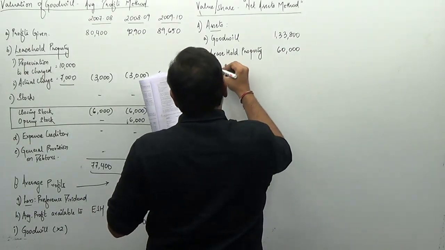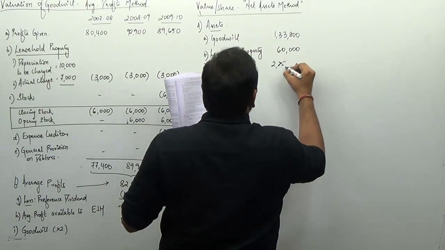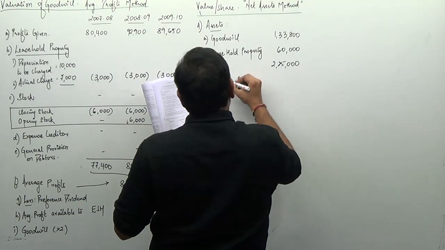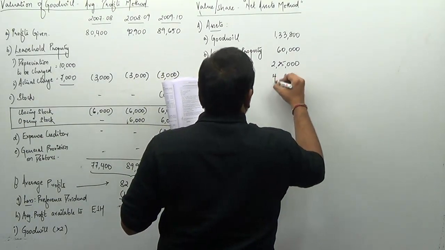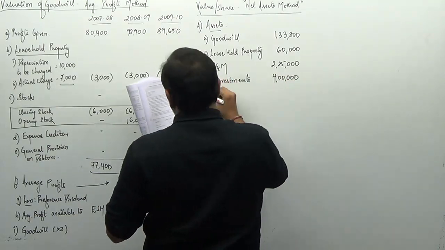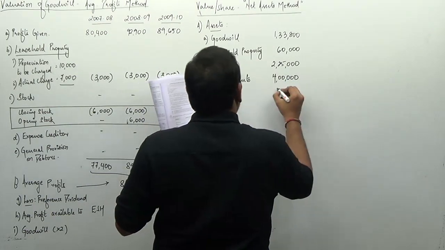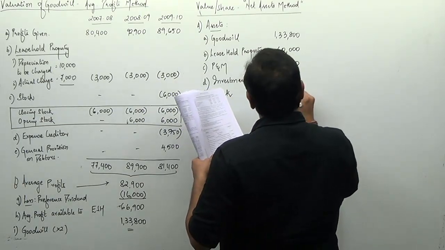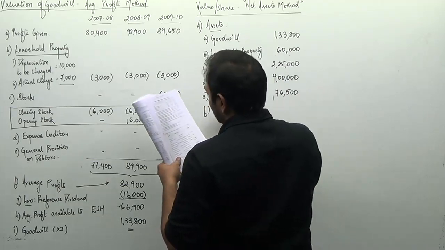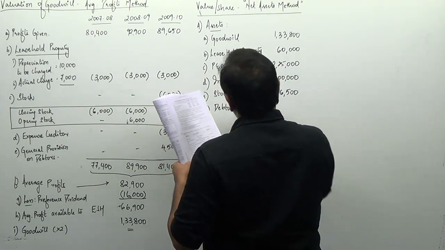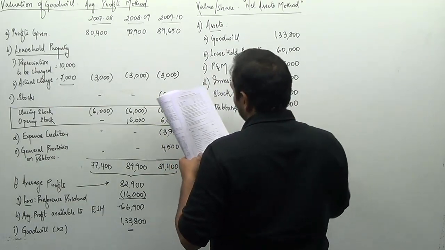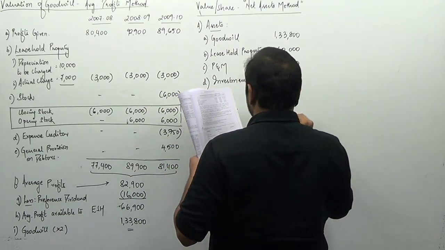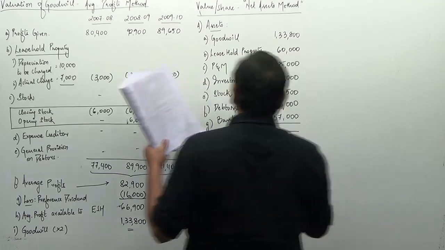Next, plant and machinery, no change in the value. I can directly take the value of 2,25,000. There's nothing given for plant and machinery. Investments, no change, 4 lakhs. Next, stock. Stock should be reduced by 6,000. Don't forget that. So this should be only 76,500. Next, debtors. Add back the general provision of 4,500. This will come up to 45,000. Bank balance, no change. That is your total of assets, 1,57,000.